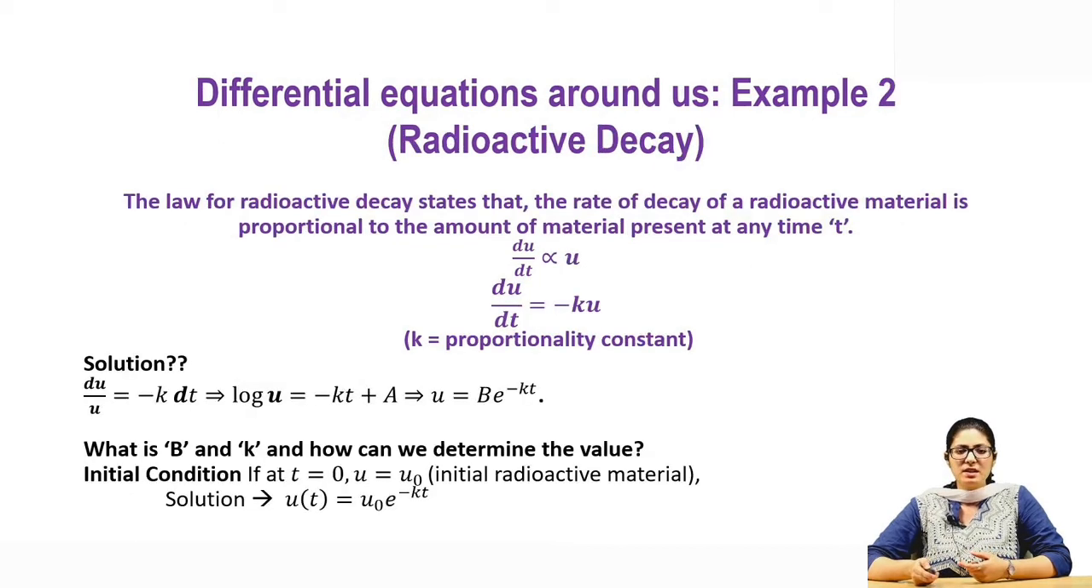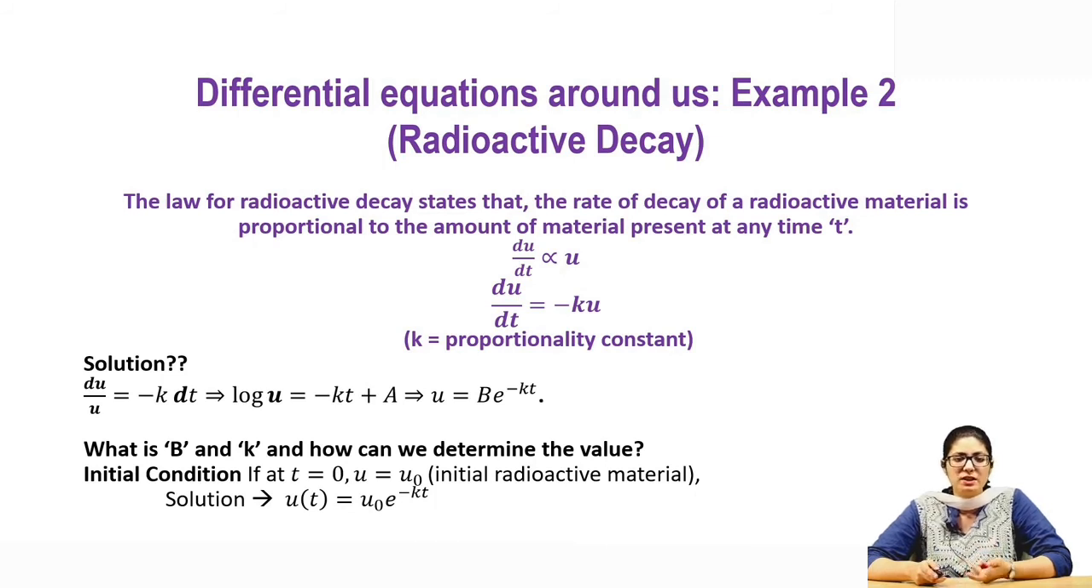Similarly, we can also calculate the solution to the equation du by dt is equal to minus ku. In this case, we again proceed with the same process by integrating. However, in this case, we have constants b and k. So let's see how we can determine these constants, because finally we would require the exact value for the unknown variable, that is u in this case. In order to solve that, we require the initial conditions.